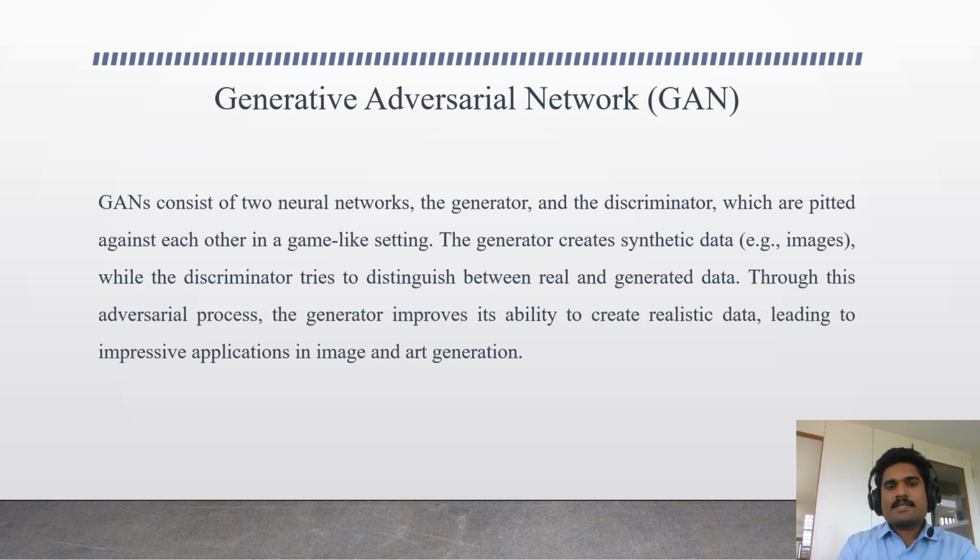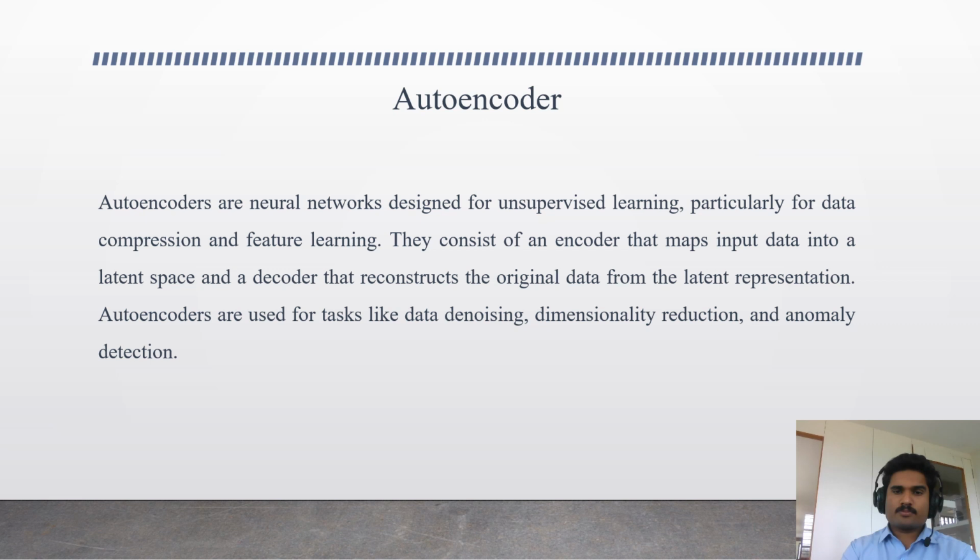The next one is the generative adversarial network, GAN. GAN consists of two neural networks, the generator and the discriminator, which are pitted against each other in a game-like setting. The generator creates synthetic data or images, while the discriminator tries to distinguish between real and generated data through this adversarial process. The generator improves its ability to create realistic data, leading to impressive applications in image and art generation. The last one is the autoencoder.